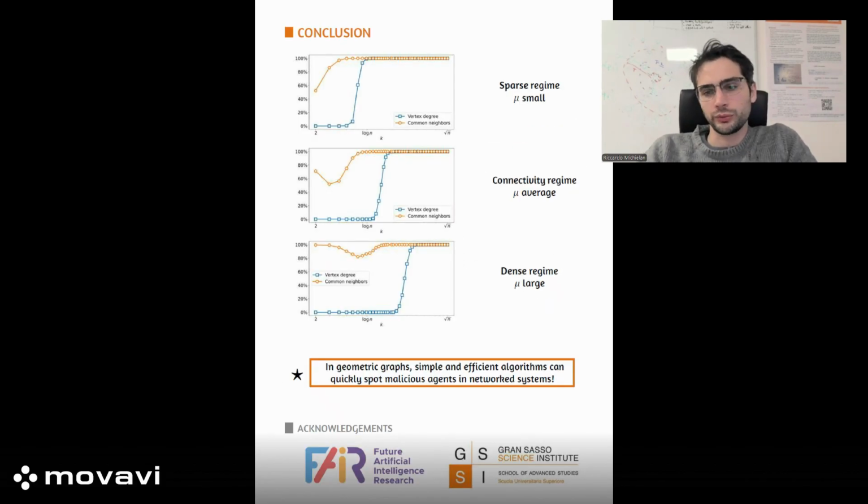The conclusion, which we could also observe in a numerical experiment, is that in all cases, so for mu small, average, or large, which are respectively called the sparse regime, connectivity regime, and dense regime, the common neighbors algorithm outperforms the vertex degree algorithm, but most importantly, it performs very well all the time. So this is an immediate application: in geometric graphs, there exist simple and efficient algorithms that can quickly spot malicious agents in network systems.